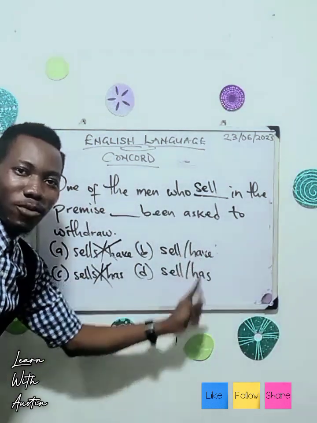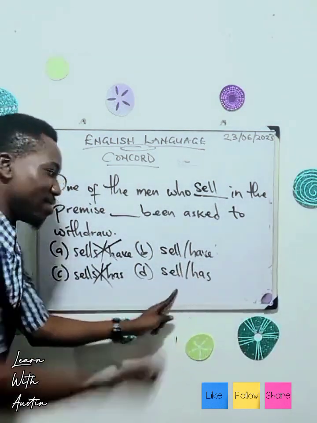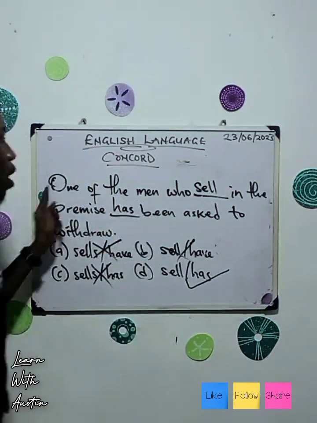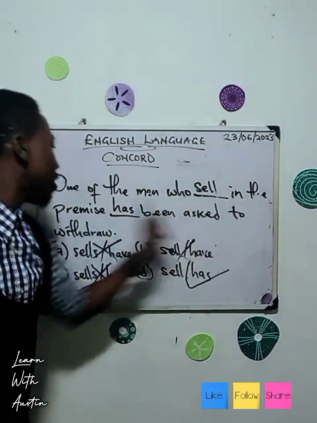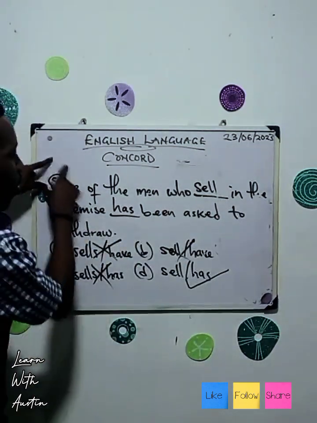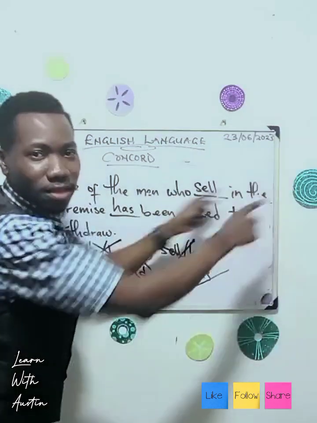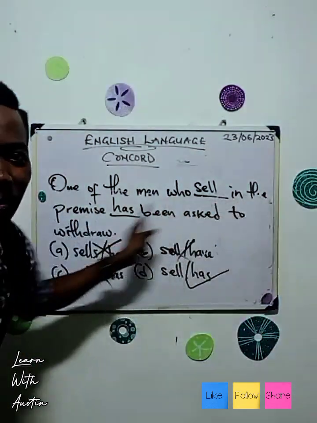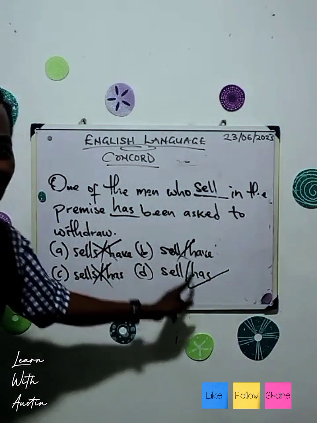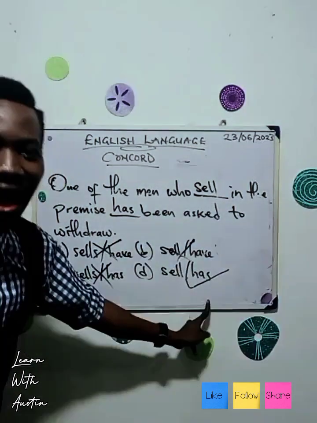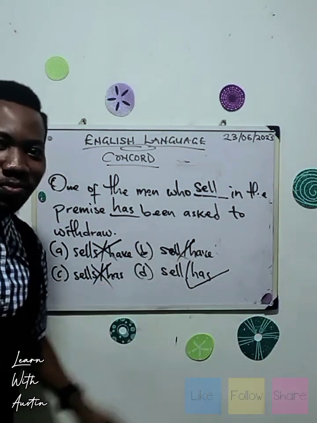So have plural, as singular, and this is the answer. So this is out, and that is it. One of the men who sell in the premise, I can say, one has been asked to withdraw. One of what? One of the men who sell. So, one of the men who sell in the premise has been asked to withdraw, and that's the answer.